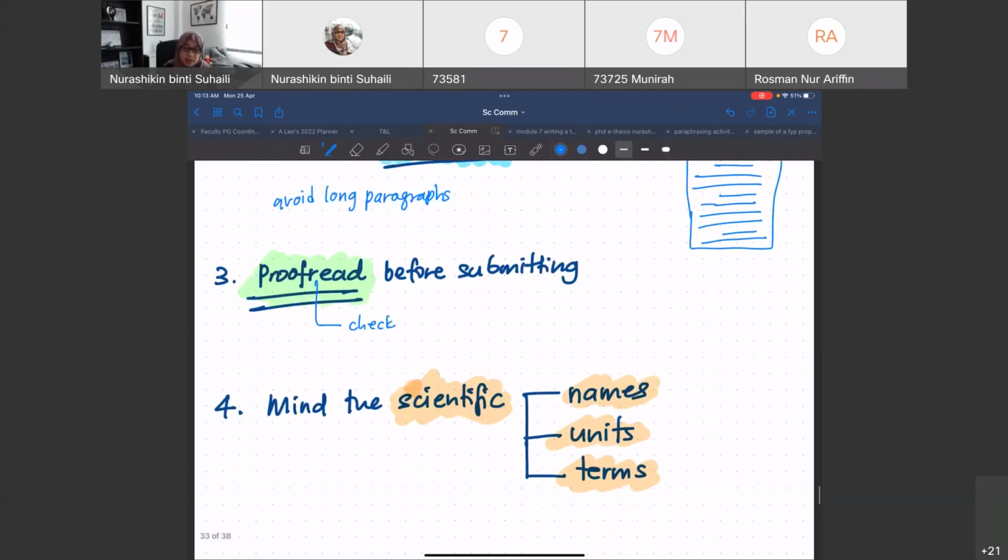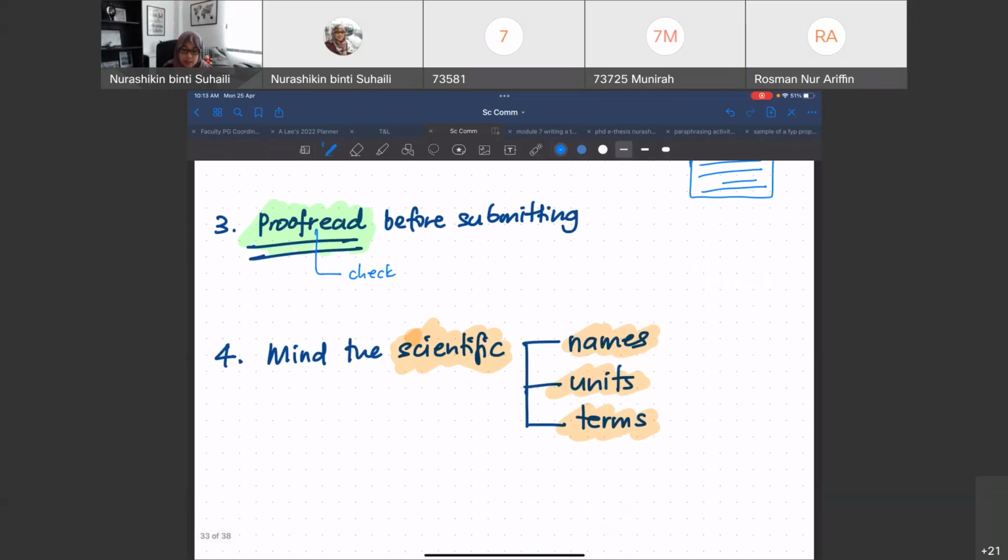And then mind the scientific names, units, and terms. You know scientific names, right? For example, Escherichia coli. The basic thing is you should italicize it. Another rule of scientific names is that in the same document, you cannot mention Escherichia coli in full throughout the document. You just mention it once for the first time.